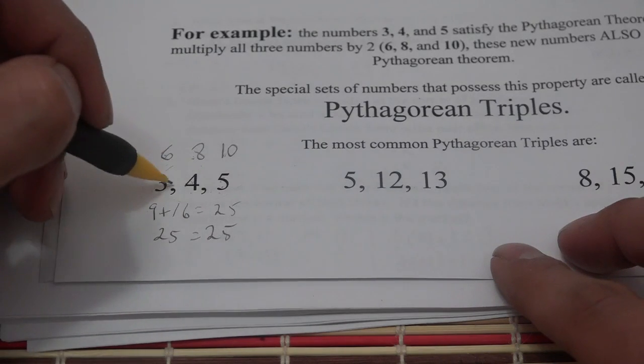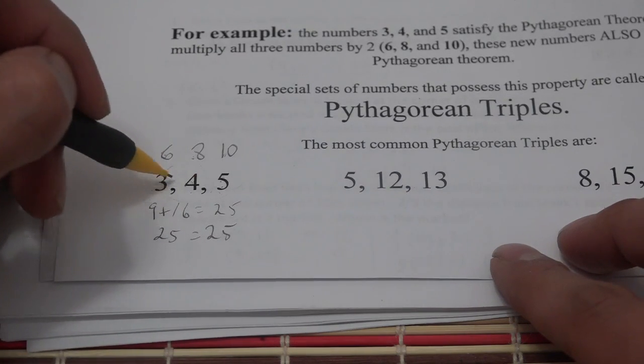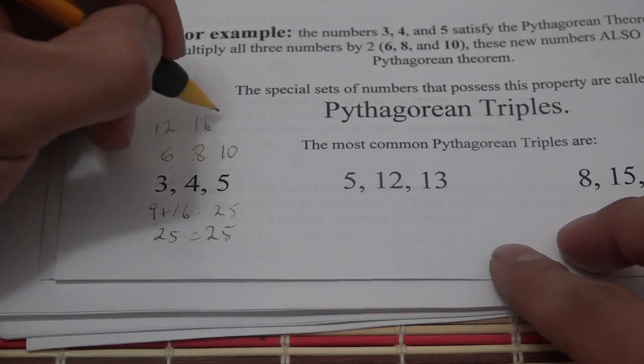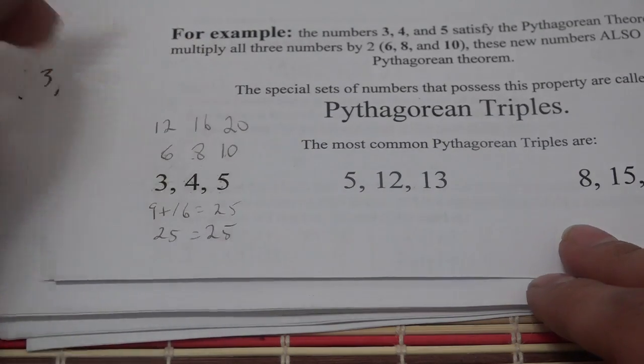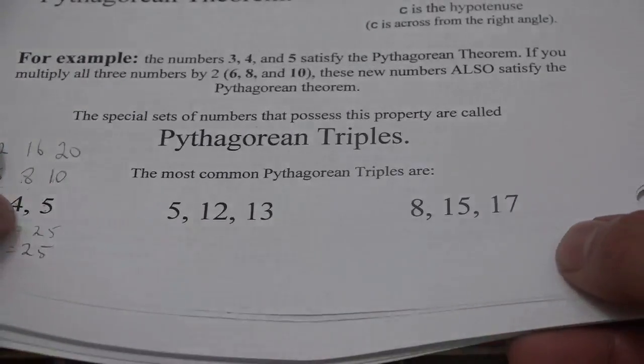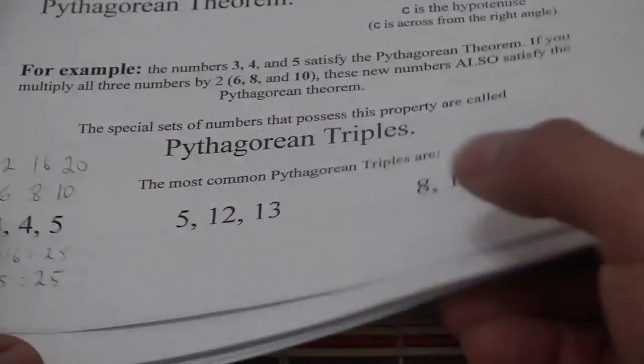You can multiply this by 4 if you want to. If you multiply this by 4, what do I get? I get 12, 16, and 20. This is another Pythagorean triplet, so you could create your own. So these are just examples of Pythagorean triplets. If you want to check, you could check.